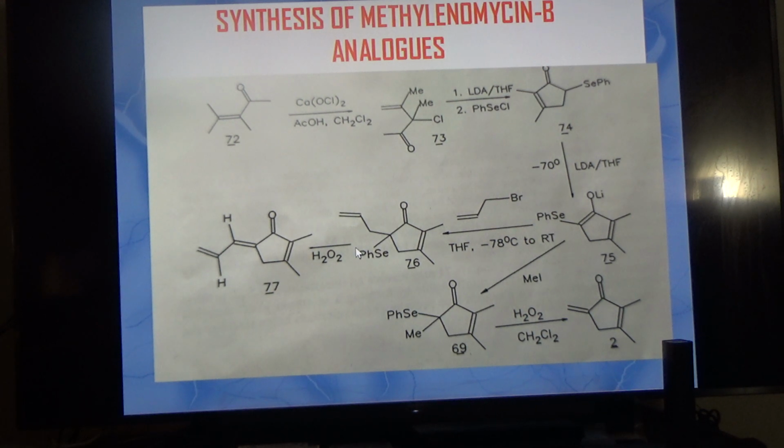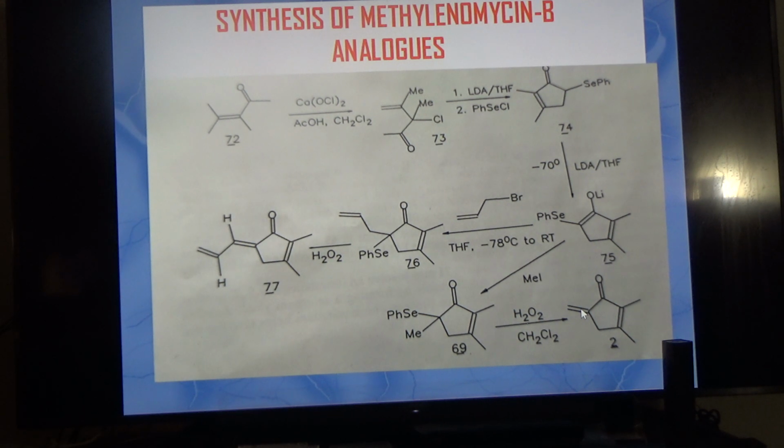So anyway, that is this one. Now you can make methylenomycin by alkylating this intermediate with methyl iodide. Then you do the selenium oxide, hydrogen peroxide oxidation. You form the selenium oxide elimination and the double bond is formed here. So that gives methylenomycin, and that proceeds in 96% yield, the last, the oxidation step.